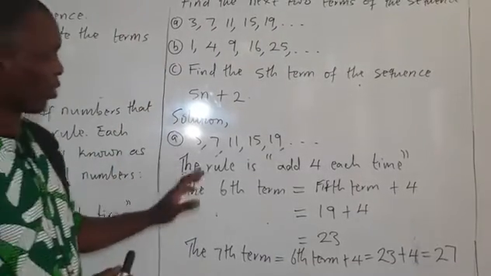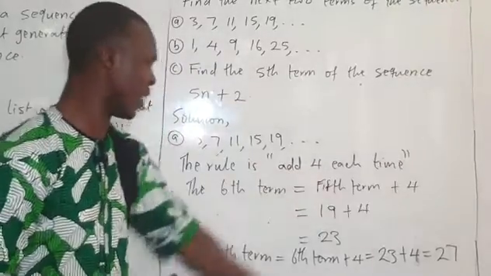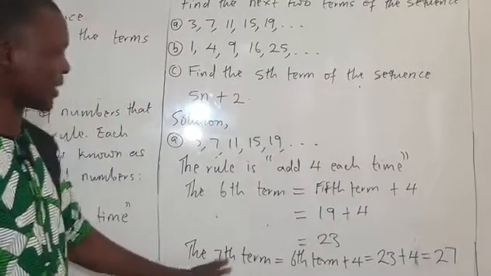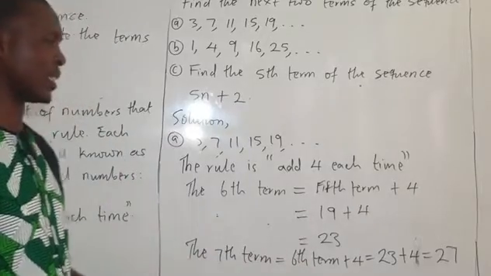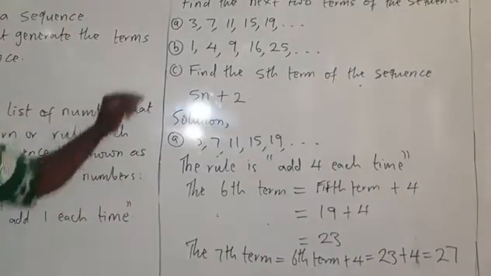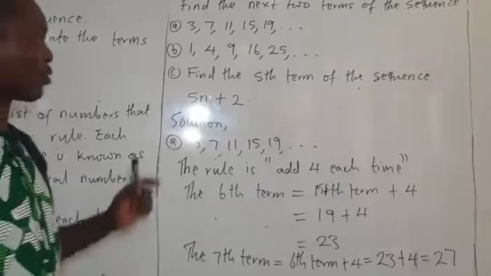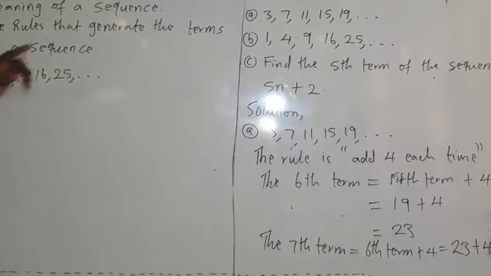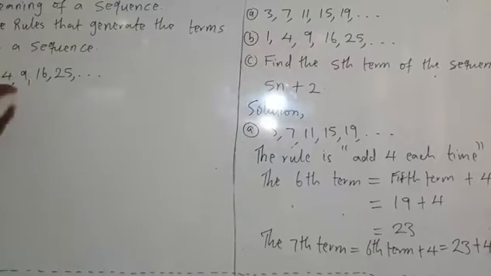I generate the rule: add 4 each time. Then the sixth term is 23, while the seventh term is 27. So that is that on question A. Then to go to question B now. So question B, we are still looking for the next two terms of this sequence.